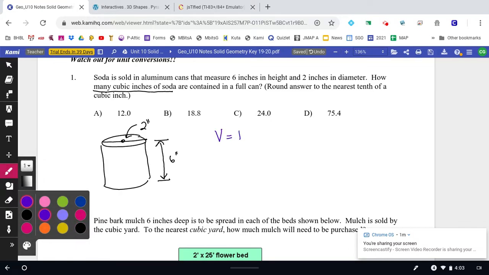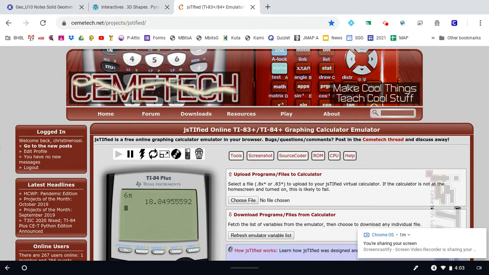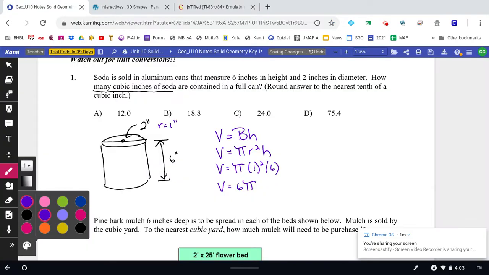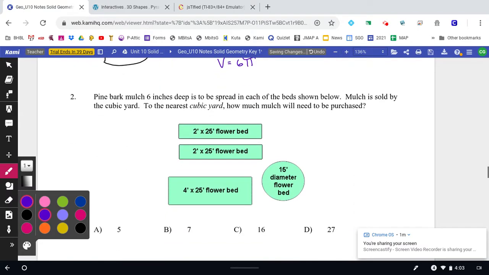So the volume, remember we have big B times H for the volume of any one of our prisms. And what we want to talk about now is the fact that it's a circle. So pi r squared times the height. Now if our diameter is 2, then our radius is 1. So 1 squared times 6, so 6 pi. I put that into my calculator and I get about 18.8 cubic inches of soda.